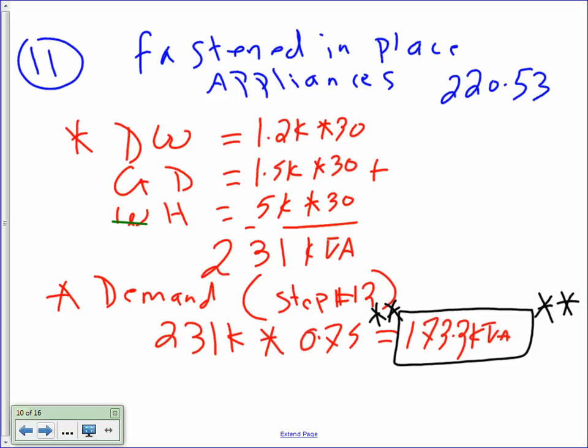Okay, 231 kVA. Make sense, Joe? Then you apply the demand of 0.75. Did you guys verify this at 0.75, Jeff? Okay, so that's the number they're going to carry for all these steps.